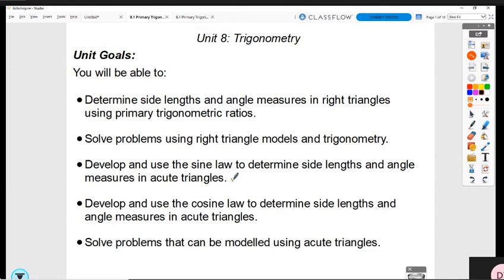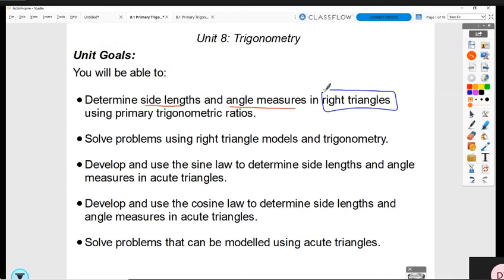Okay, so folks, Unit 8 is the very last unit of the course. It's called Trigonometry. And we're going to be able to do a bunch of things by the end of this unit. Like determine side lengths and angle measures in specifically right triangles. And we're going to do that.